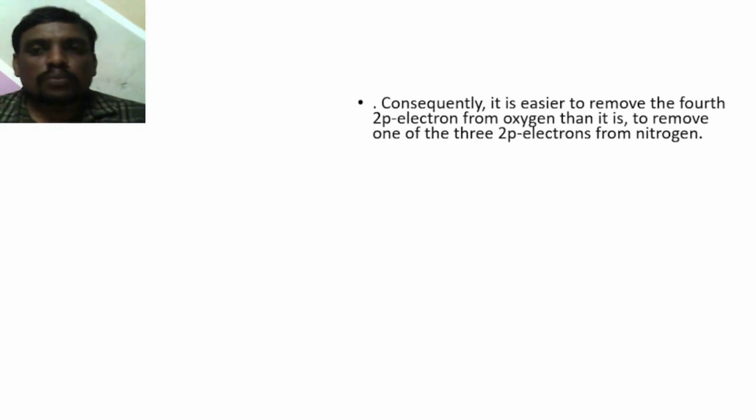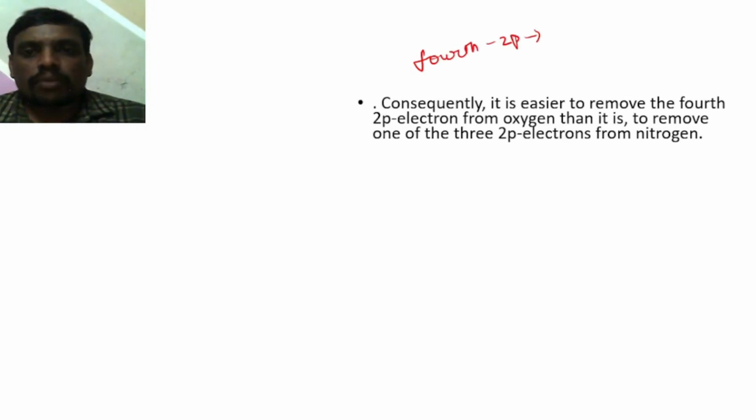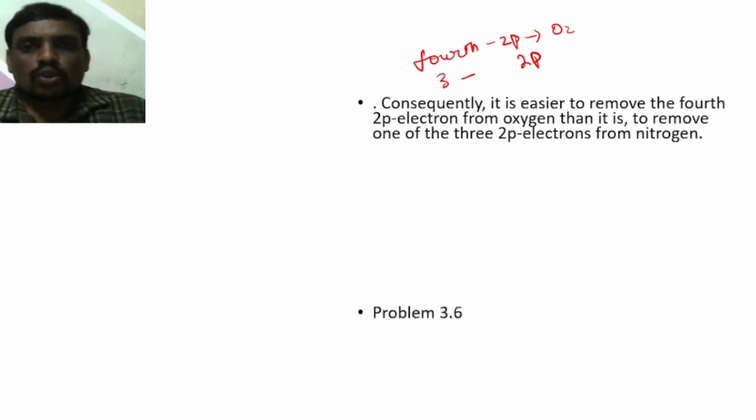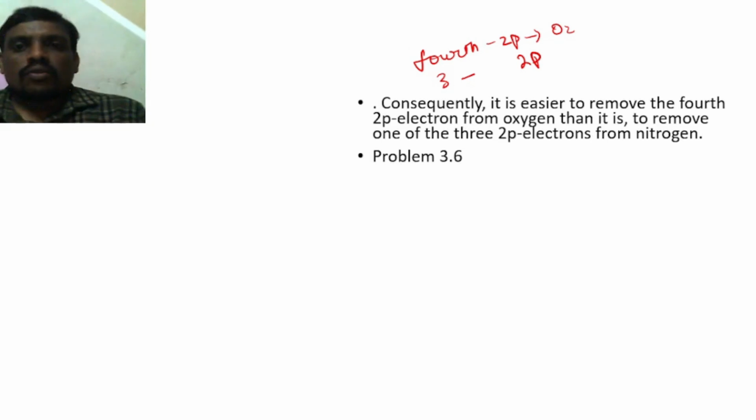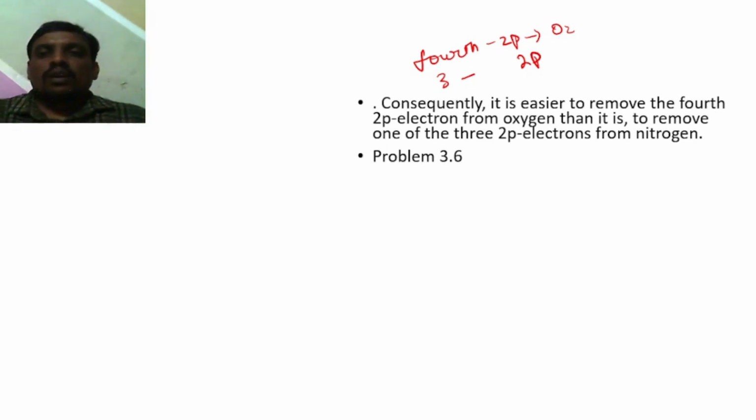Consequently, it is easier to remove the fourth 2p electron from oxygen than it is to remove one of the three 2p electrons from nitrogen. So the electron in the fourth 2p position of oxygen is easier to remove when compared to the third 2p electron of nitrogen.